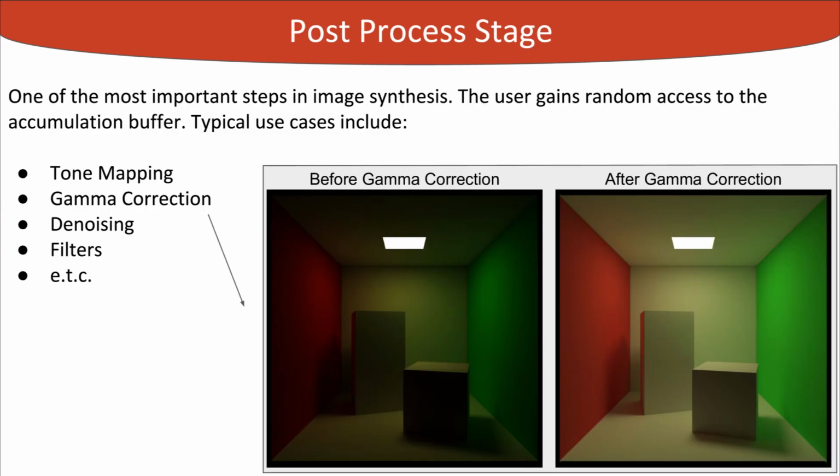Finally, after the recursion depth has been reached and accumulation has taken place, the user gains random access to the accumulation buffer in the final post-processing stage. All sorts of filters can be applied here, some relevant to ray tracing in particular, and some relevant to computer graphics in general.